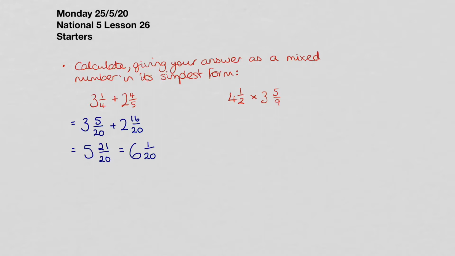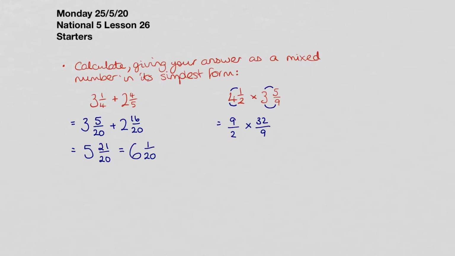So remember the way that we do that is this times this, add this on the top. So 2 times 4 is 8, add 1 is 9, and the bottom stays as it was. Then we do 9 times 3 is 27, add 5 is 32. So we've got 9 over 2 times 32 over 9. And then remember, what I'd like you to do is simplify before you do any multiplying. Okay, we don't want to be working out 9 times 32 if we don't need to.